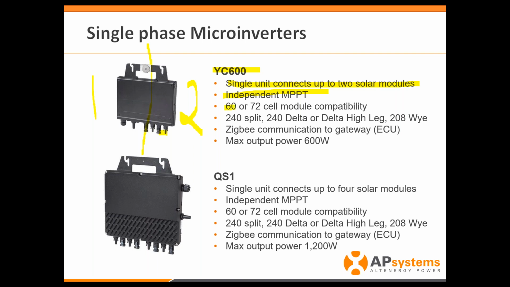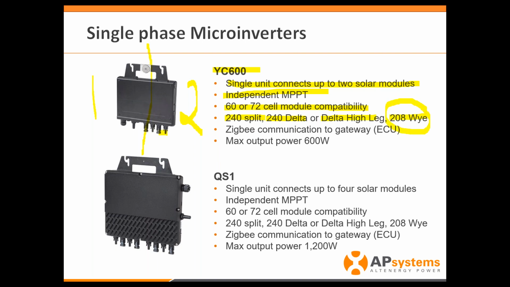The nice thing about that is you can use 60 or 72 cell modules, and for that matter, you could use 60 cell on one line, 72 on a different line because of the independent MPPT. The other important thing I want to point out is the power on which this will work in. But typically, because it's a single phase microinverter, it's made for 240 volt split phase residential. That's the initial intention. But it also will work in a 240 delta high leg, and also a 208Y.